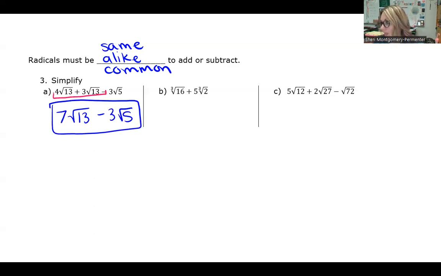So if you have things that are, it's like having an x squared and then an x. They just cannot be put together. They have to stay separate. So if they're alike, you can put them together. If they're not, you can't.